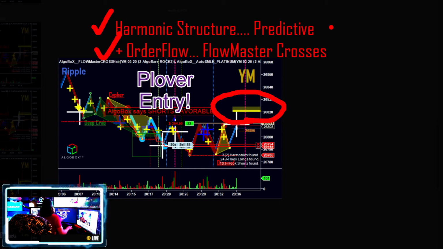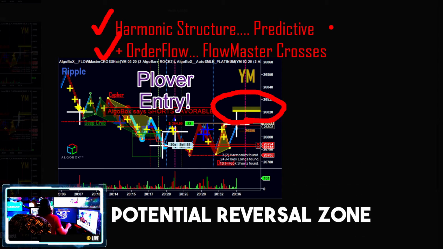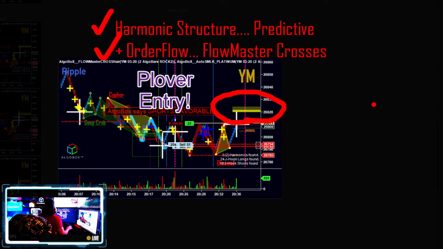A little bit different, traditionally a harmonic structure is going to be used for the PRZ. The PRZ inside of a harmonic structure is the potential reversal zone, as you may already know. We went over that in some of our prior videos, so I'm not going to get into those details here tonight. Go back and watch those videos or ask there in our Discord chat and we'll direct you to those. But you need to know what we're looking at here.